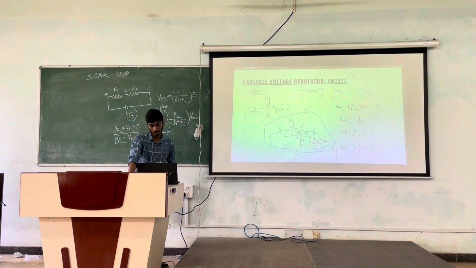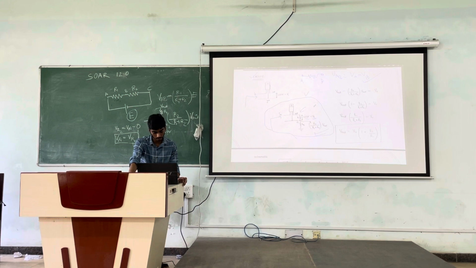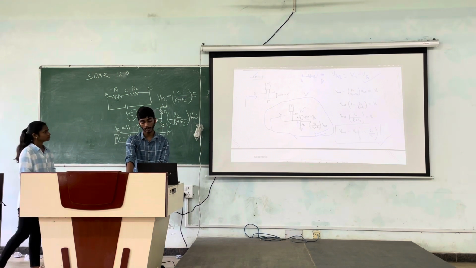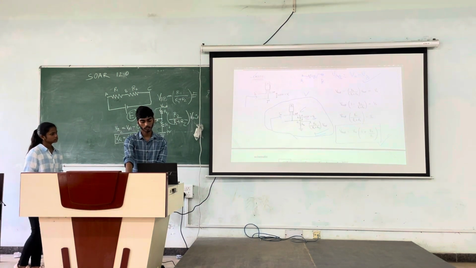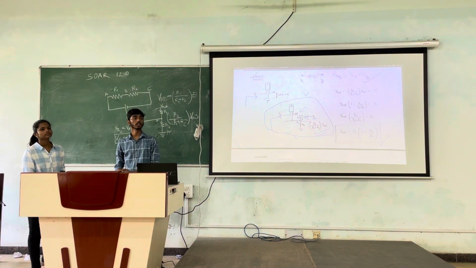So we were discussing this. Here the potential of this point V out minus the potential at this point VA is equal to V naught. If we do some mathematical calculations here, we directly get this result: V out is equal to V naught times 1 plus R2 by R1. So V out depends on V naught and this resistor combination R2 and R1.